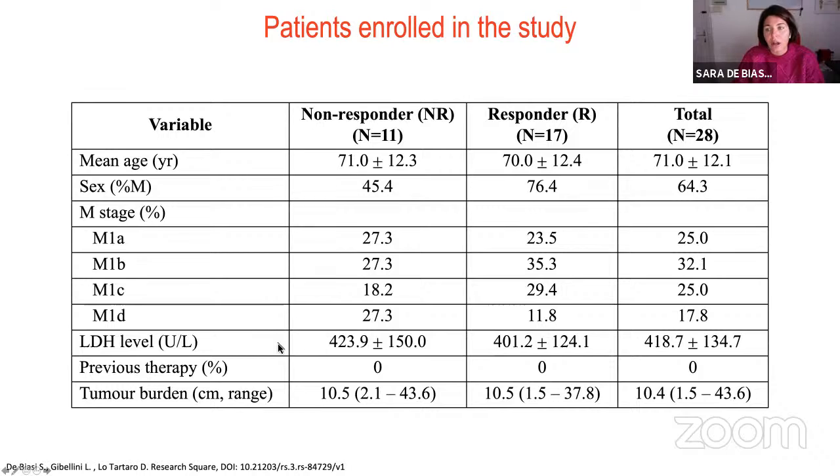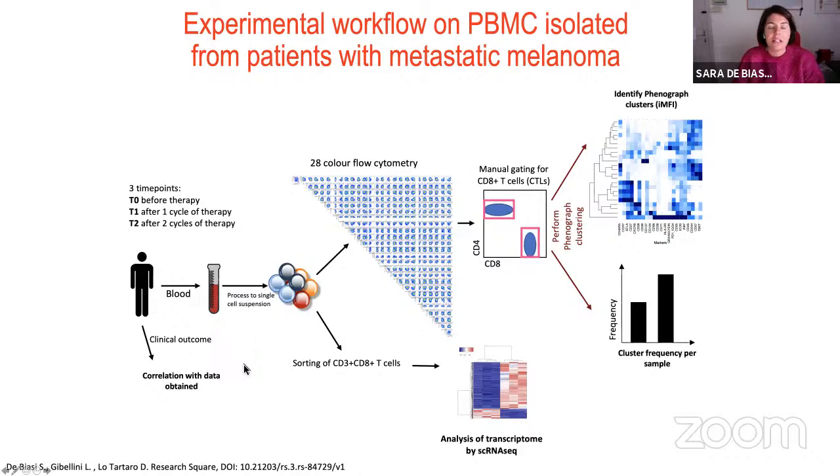So we studied a total of 28 patients. We were able to characterize 11 non-responding patients and 17 responding patients. They were very similar for mean age, sex, and stage of disease. None of them had been treated with previous therapies, so they started therapy with anti-PD-1, nivolumab or pembrolizumab. And this is our experimental workflow on PBMC isolated from patients with metastatic melanoma.